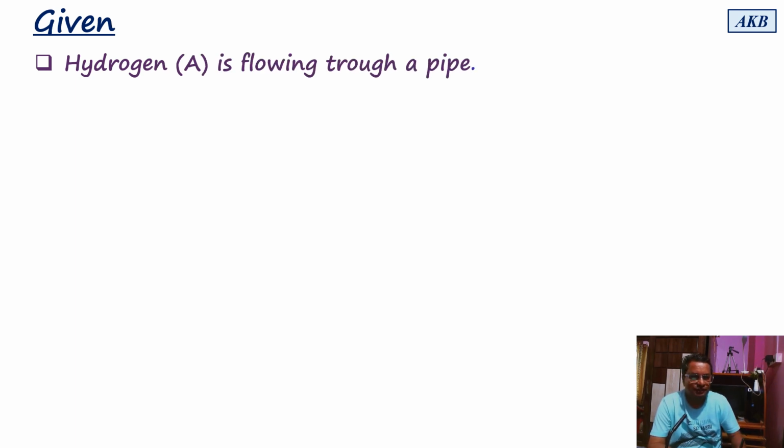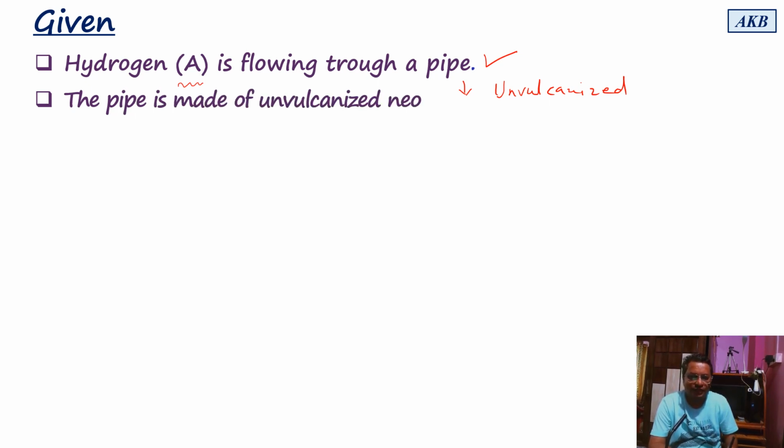So first let us collect the given information. Let us see what is given to us. The first information is, we will collect it like this: hydrogen, and I'm going to denote that by A. So hydrogen is flowing through a pipe. The pipe is made up of unvulcanized neoprene rubber. Okay, I have noted that over here.